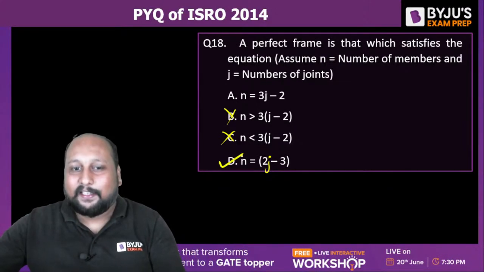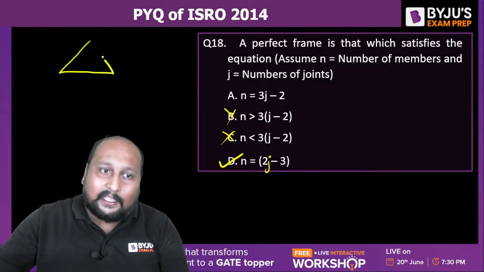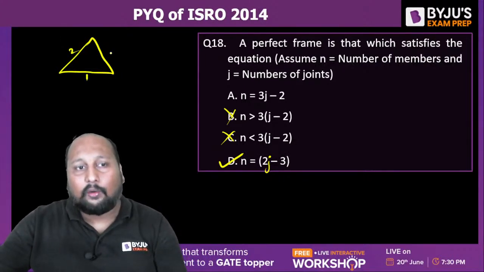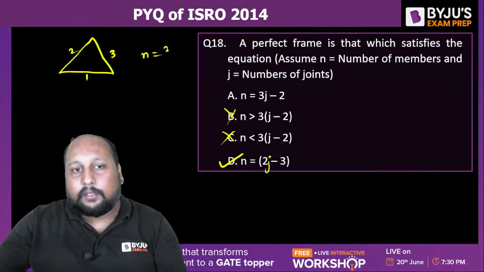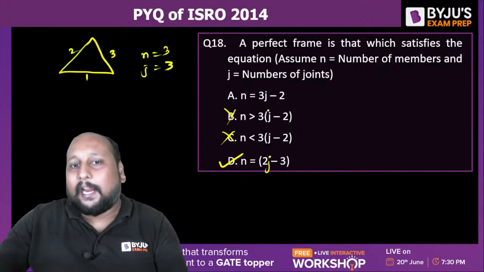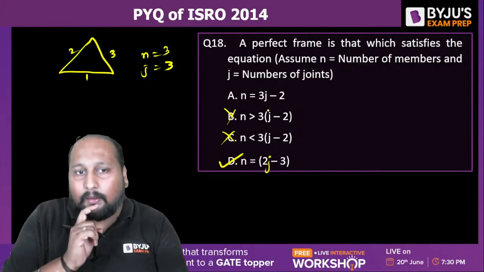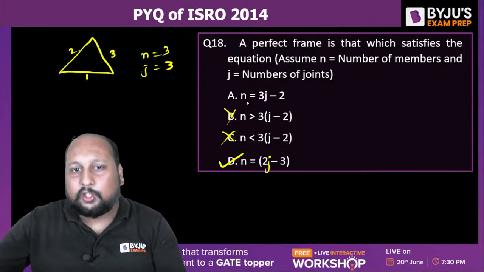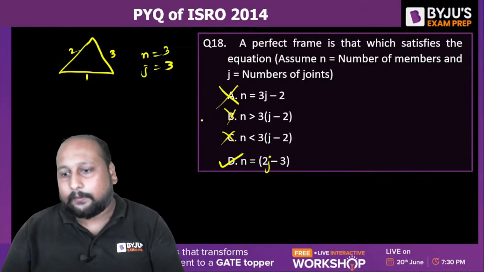2J minus 3. Dekho, we know that this triangle is a perfect frame. Hai na? We know that triangle is a perfect frame. This is link 1, link 2, link 3. So N is equal to 3, J is equal to 3. If you try to place in option A, it will be 6 minus 2. That will be 4. N is not equal to 4. So option A is not correct.